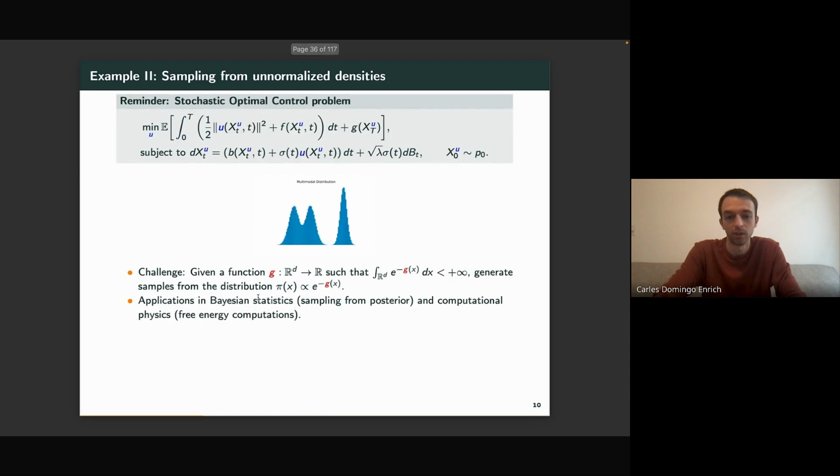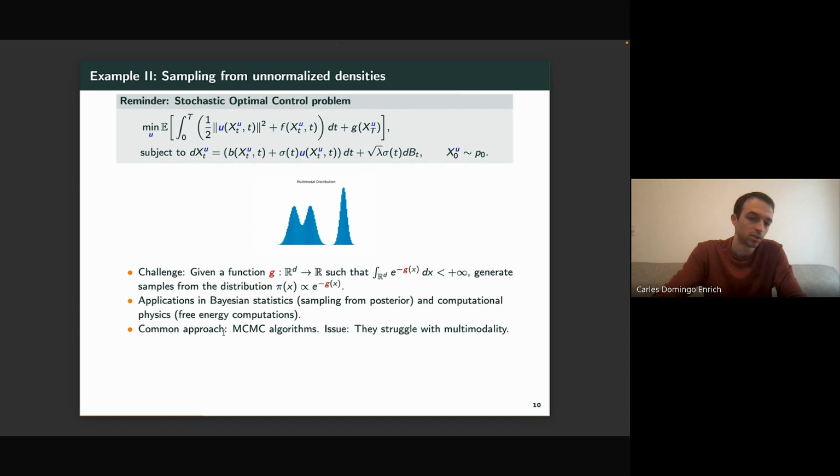This is a problem that's very common, and it has applications in Bayesian statistics when you want to sample from a posterior. It has applications also in computational physics when you want to perform free energy computations. And the common approach is MCMC algorithms. So what you'll do is you'll have this Markov chain, which you construct using gradients of G, and then you add some noise. And I'm sure a lot of you are familiar with MCMC. The problem is they struggle with multimodality. So say you start your Markov chain in this mode, then maybe you'll probably succeed to reach this other mode, but maybe it's hard if you're not using something that's really ad hoc to switch to this other mode up here. So these algorithms are very classic, but of course, they have their issues.